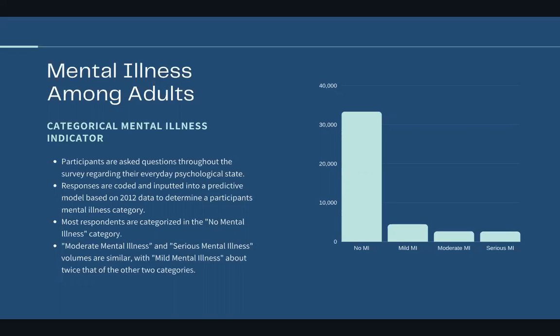Most respondents in the survey have fallen into the no mental illness category. The three other categories, mild mental illness, moderate mental illness, and serious mental illness, have much smaller volumes of participants, but you can see that moderate and serious mental illness have about the same volume of participants, with mild mental illness being about double the volume.